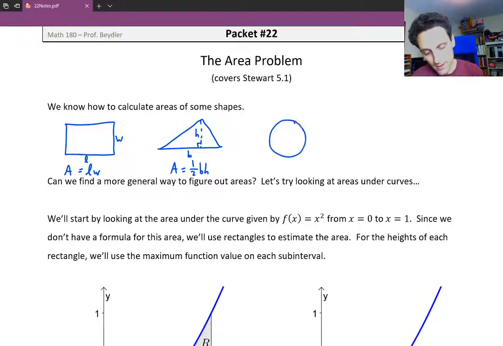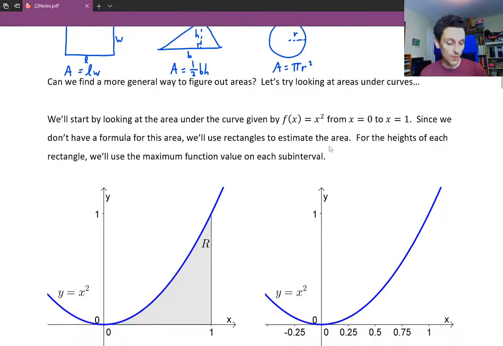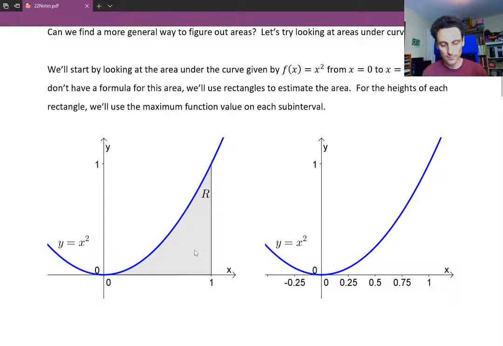And we know the area of a circle with radius r. It's pi r squared. But can we find a more general way to calculate areas? That's going to be our goal. So we're going to start by looking at areas under curves. For example, the curve f of x equals x squared from x equals 0 to x equals 1. What is the area from that curve to the x-axis?